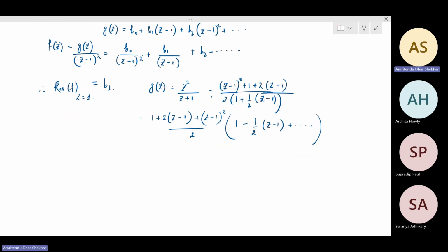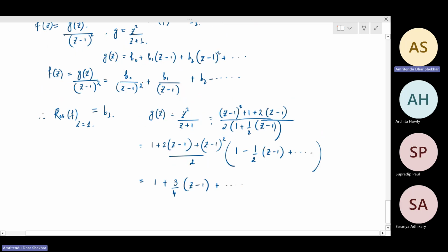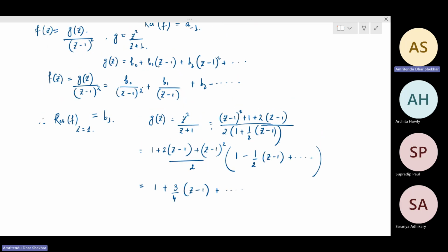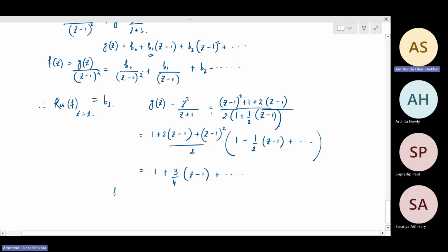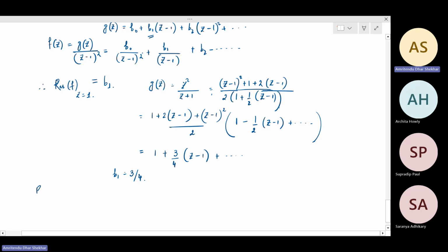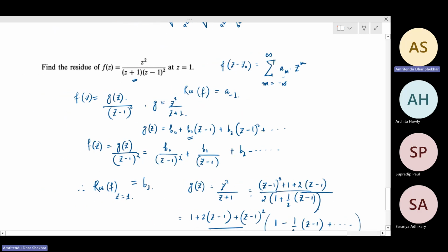So if you just write this thing out, you will get that this is equal to 1 plus 3 by 4 times (z minus 1), and plus there will be higher terms of (z minus 1) squared. So this b1 term that we got, b1, is equal to 3 by 4. And so the residue of f at z equals 1 is equal to 3 by 4. So I hope you got the problem.